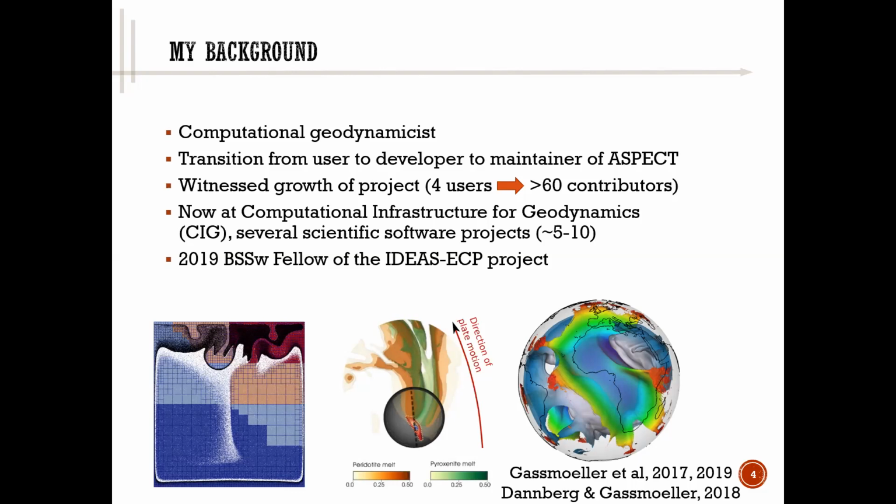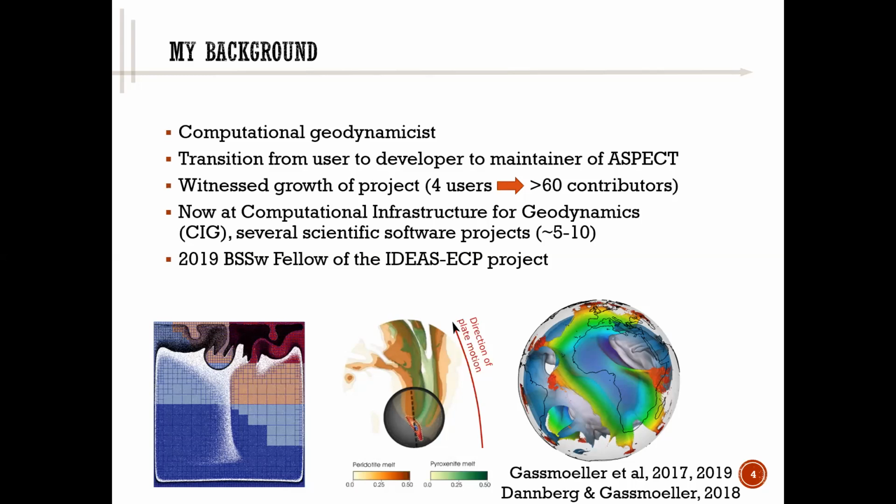I'm now working at the Computational Infrastructure for Geodynamics, and as part of that work, I have interacted with a larger number of scientific software projects, both within CIG and outside of CIG. And as John said, in 2019, I was awarded the Better Scientific Software Fellowship of the Department of Energy's Exascale Computing Project to investigate the communities of these software projects.